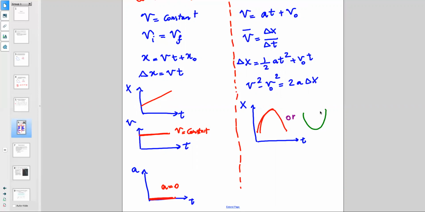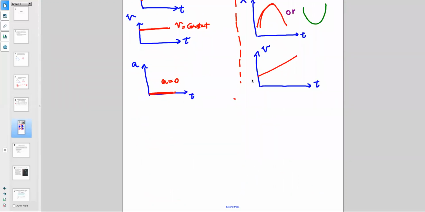Okay, because t is to the power of 2, so you're not dealing with the linear anymore. Now, if you want to draw v-t, then this is linear. V is changing over time, and the slope is just acceleration. So either this, or something like that.